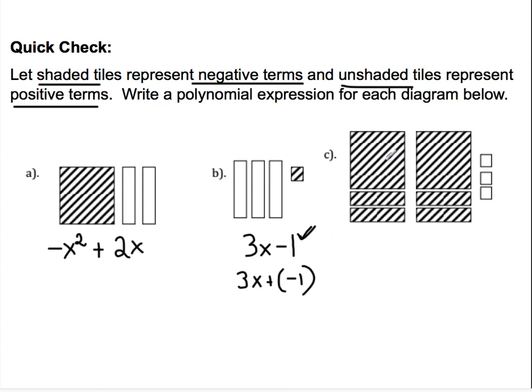Here we have 2x squared tiles that are shaded, and shaded is negative. So negative 2x squared. We have 1, 2, 3, 4 shaded variable tiles, and shaded is negative. Negative 4x. Sorry, negative 4x, my apologies. And we have 3 unshaded unit tiles, and unshaded is positive, so plus 3.